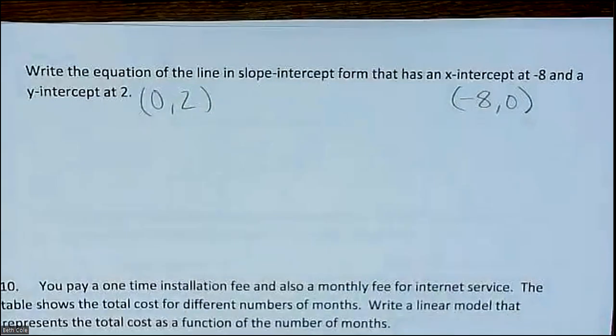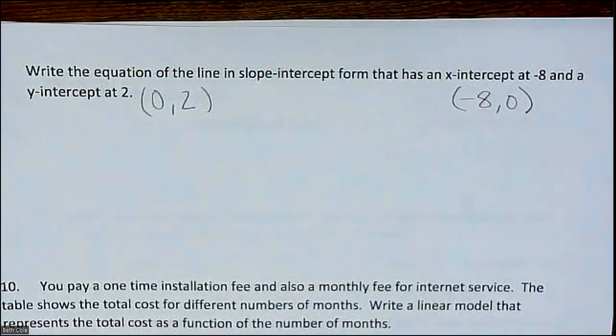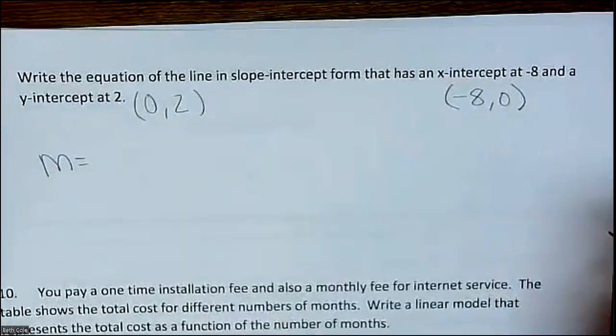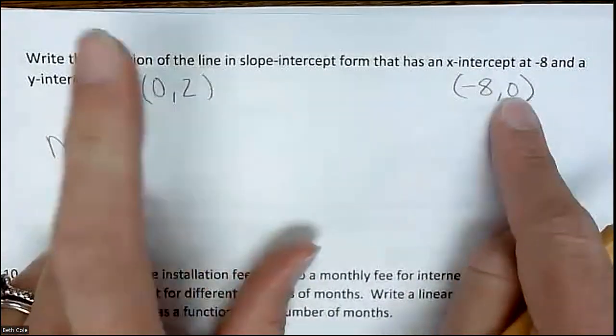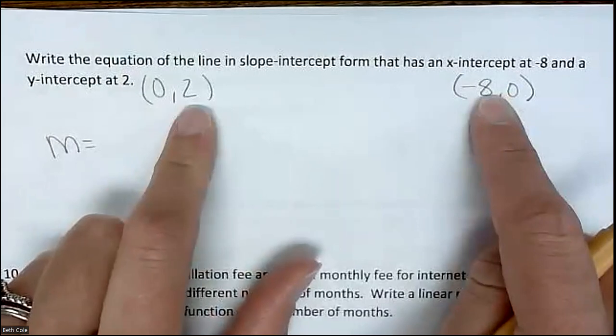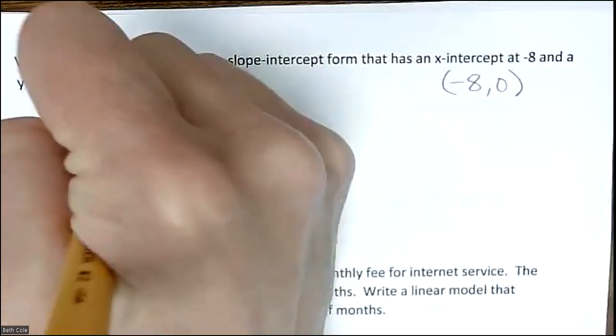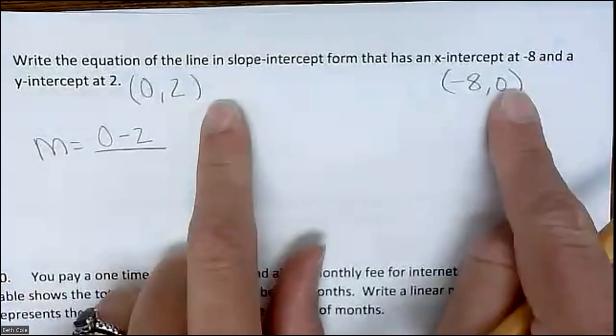Good. You have to know where the zeros go. You guys did well with that on your test. I didn't take off if you didn't put the zeros, but most of you put them, so I was proud. And then we're going to get our slope. Looking at your points, which ones are the y numbers? 2 and 0. Okay, so we're going to have 0 minus 2. 0 minus 2. Good job.